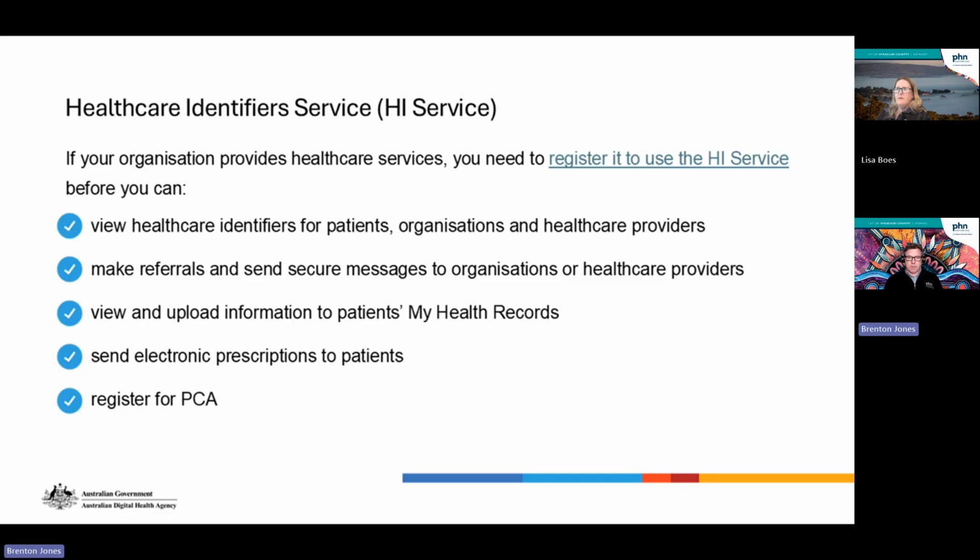If your organisation provides healthcare services, you need to register it. This is the critical point. You need to register it to use and have access to the HI service before you can view healthcare identifiers for patients. So this is things like the patient's IHI, Medicare details, organisations and healthcare providers, make referrals and send secure messages to organisations or healthcare providers, view and upload information to patients' My Health records, send electronic prescriptions to patients, and last, but of course not least, in the context of tonight's webinar, it's to register for PCA.